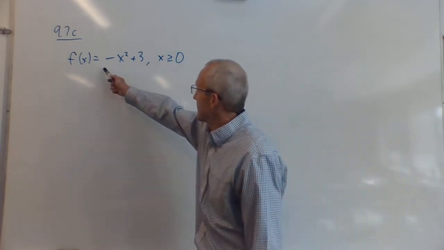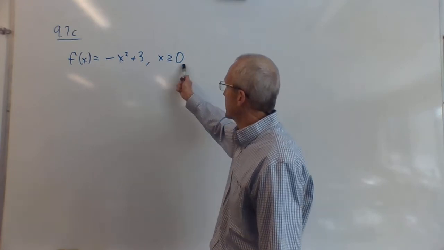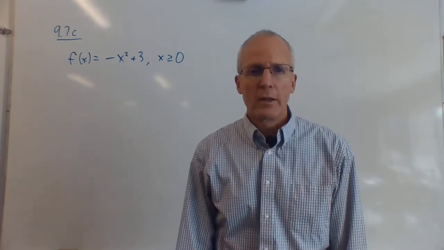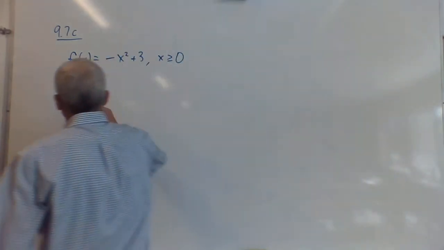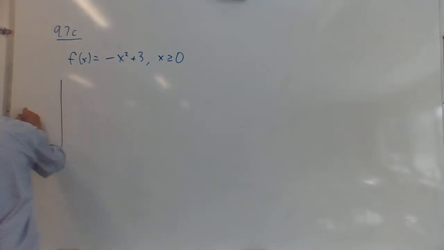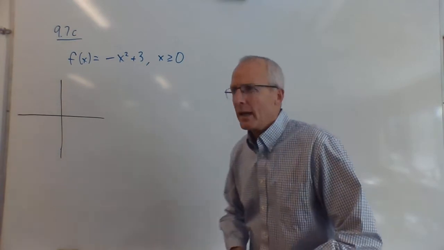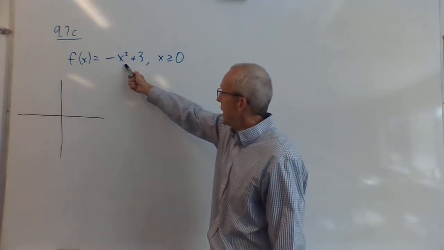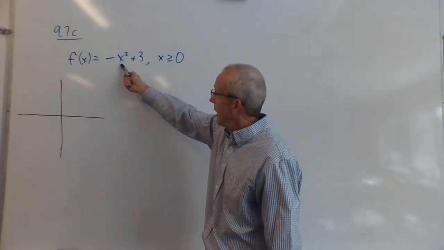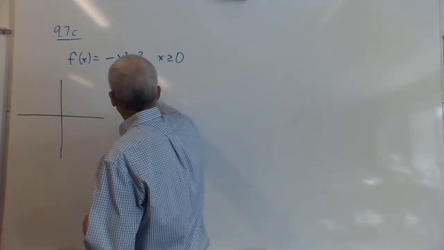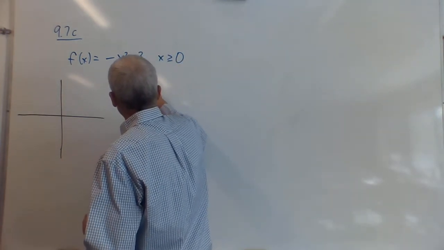So they say f of x is negative x squared plus 3 for x greater than or equal to 0. Okay, let's graph this first. So here's our axis, and you just need to make a rough graph. It doesn't have to be perfect. So it's obviously a parabola. It opens down. What's negative b over 2a? So what's the vertex? So we find that.